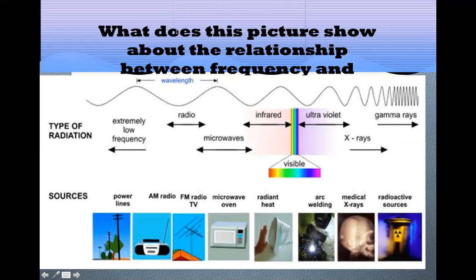So what does this picture show about the relationship between frequency and wavelength? You can't see the word that's blocked out down here, but notice that as the wavelength gets shorter, the frequency increases. So we have low level radiation down here, and high frequency radiation up at the top. We'll look at how those change as we go through the spectrum. So here's a quick overview of the spectrum.